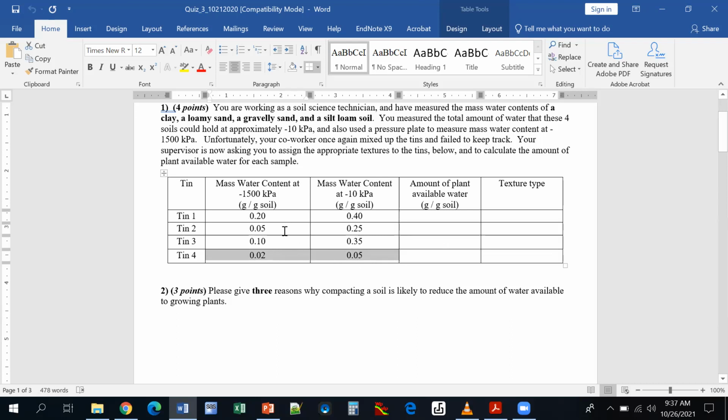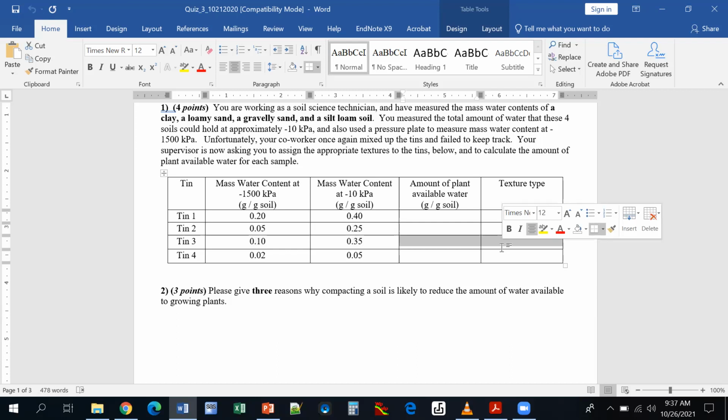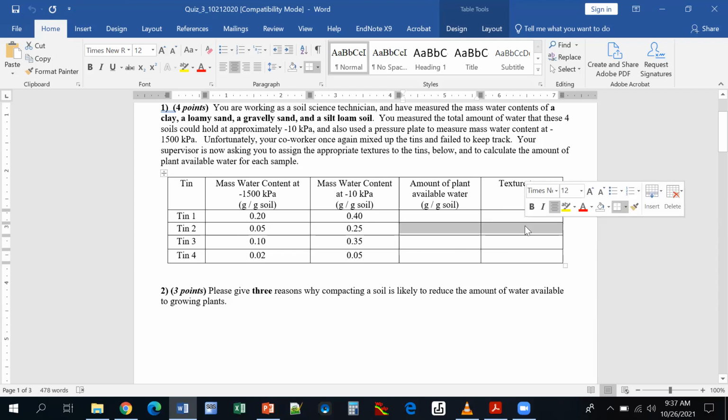And then we have two other choices here, a loam soil and a loamy sand. So these are both relatively close to one another. So we'd have to decide which one would be which. And in this case, tin 3 has more plant available water than tin 2 does. So we would expect that to be the loam, right? The silt loam, because those textures have the most water that's actually plant available. And then by difference, we have just our intermediate one, which is just a sand.